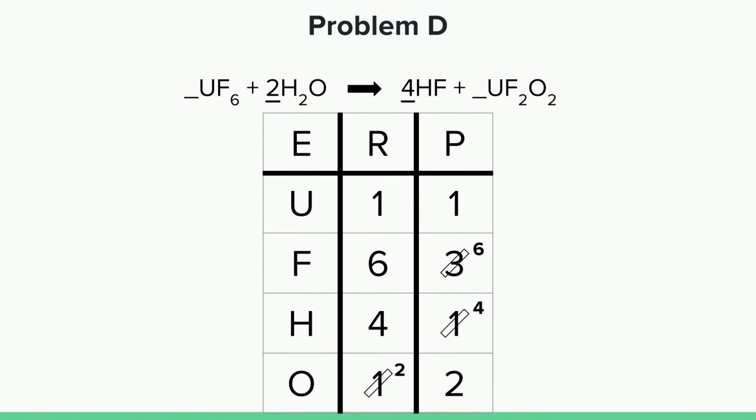Question D asks us to write the balanced equation for the reaction of UF6 and H2O. The UF6 and the H2O are the reactants, so they go on the left side of the equation. And since the HF and UF2O2 are the products, they go on the right side of the equation. For an easy way to balance a chemical equation, you can use the ERP method, as I used right now.